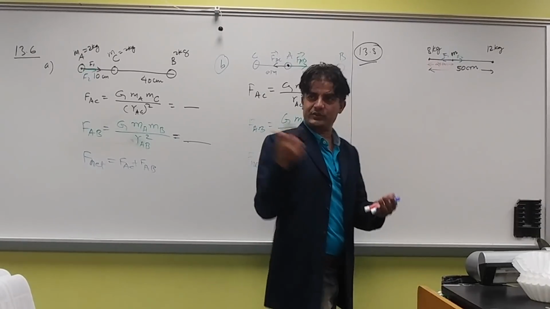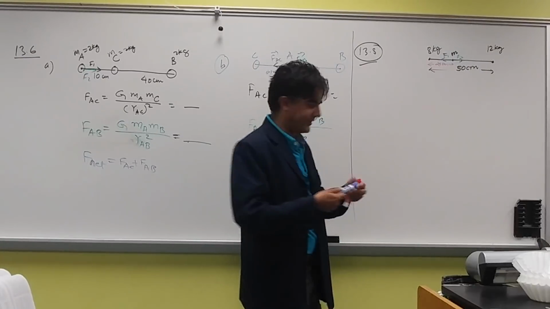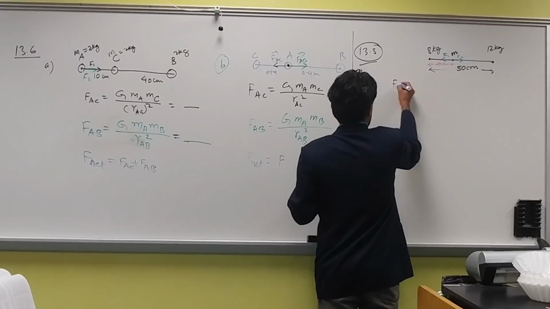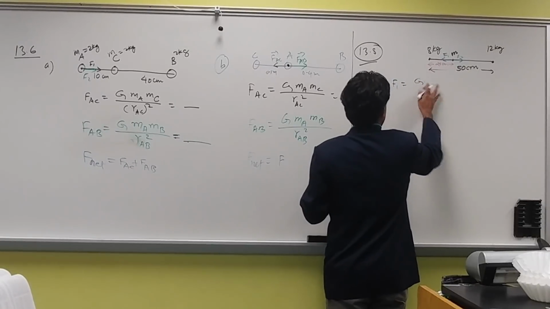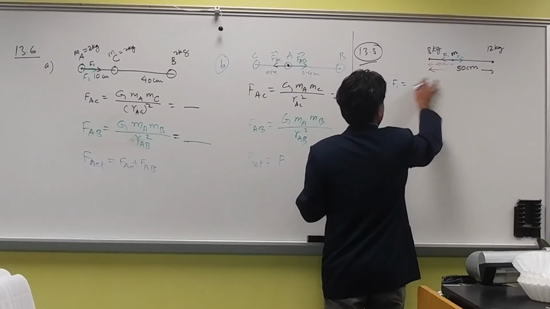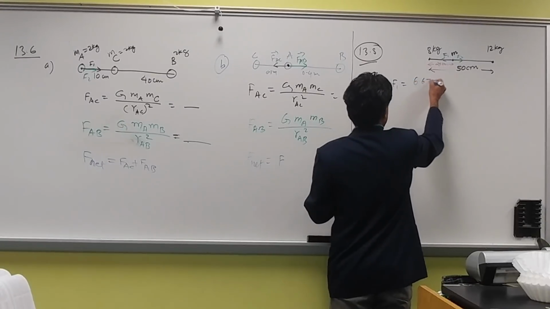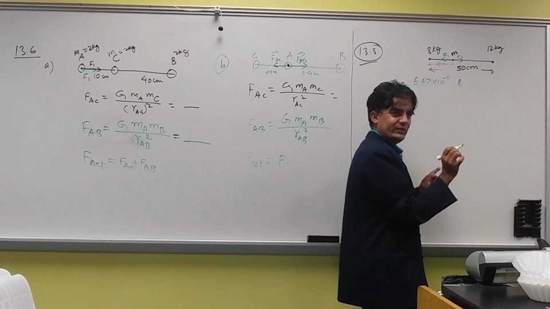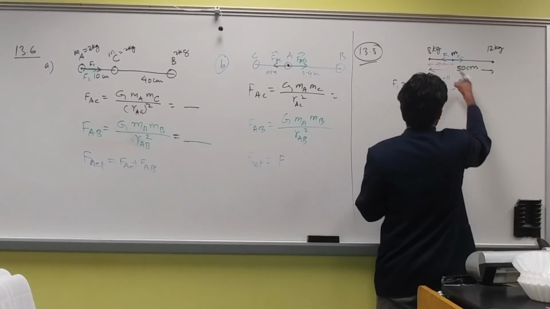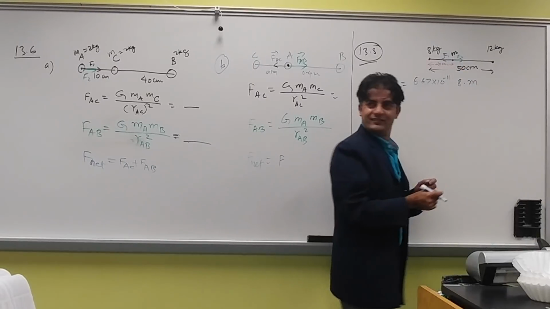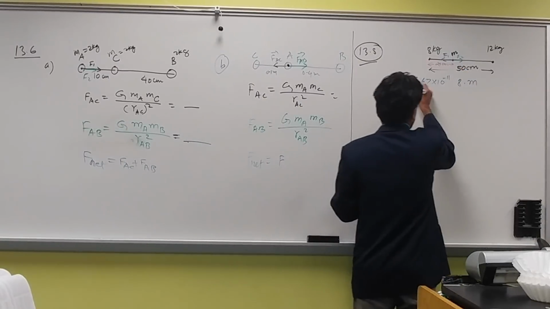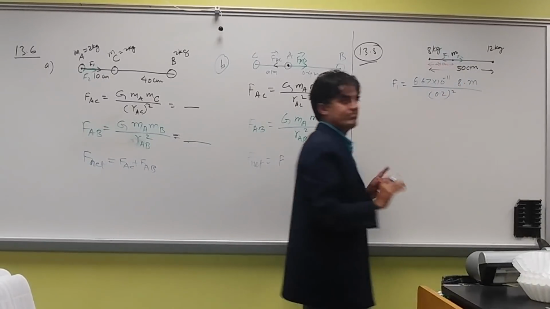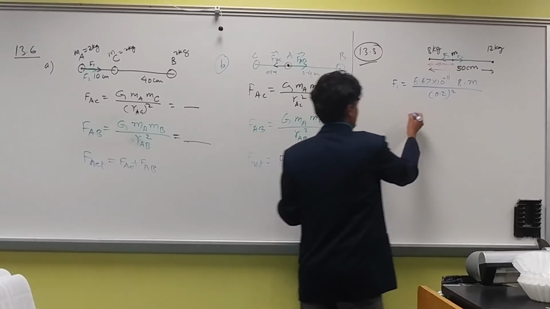Same formula. Okay, this one do it yourself. Calculate it fast. So what is your F1? F1 equals G M1 M2 over r squared. Let me write the numbers. G is 6.67 times 10 to the negative 11, M1 is 8. I'm not writing units again. What is M2? M, I don't know, right? Divided by what square? 0.2 squared. Do a quick calculation.